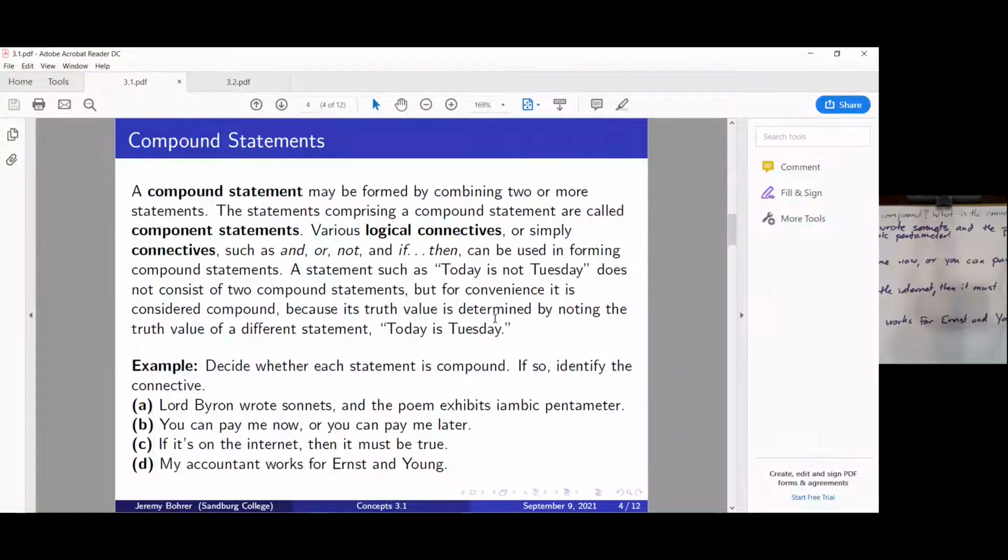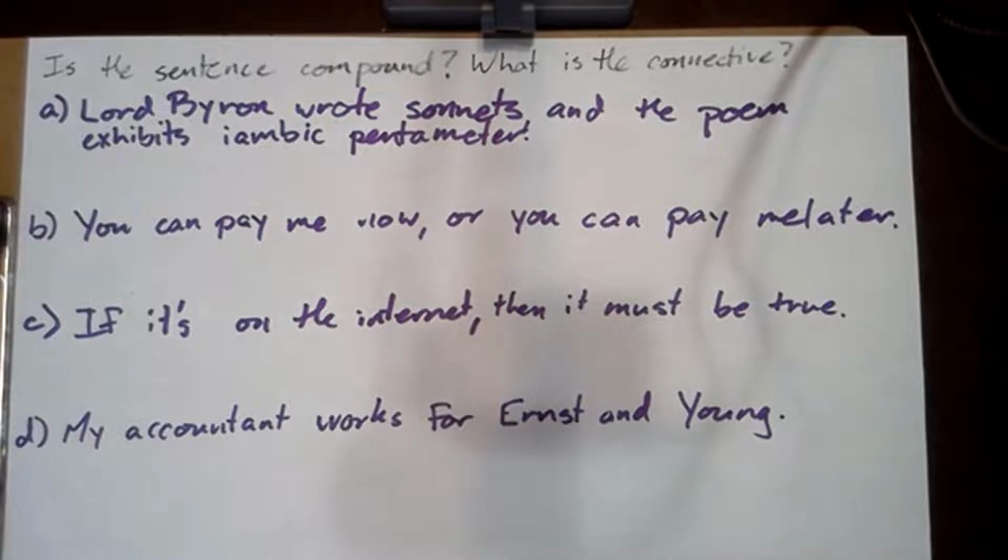In this video, we're going to look at the examples in the 3-1 slides. We're going to start here on page 4, where we're asked to decide whether each of the statements is compound and to identify the connective in each statement, if so. So we'll start with this statement. Lord Byron wrote sonnets, and the poem exhibits iambic pentameter.